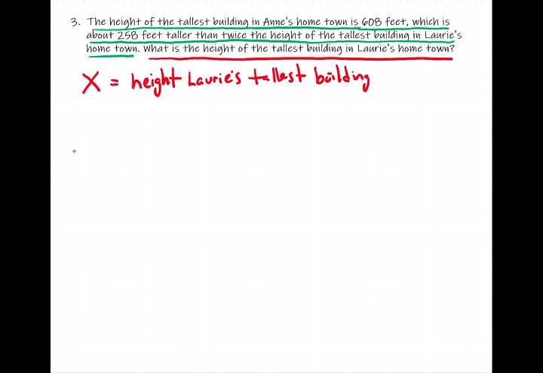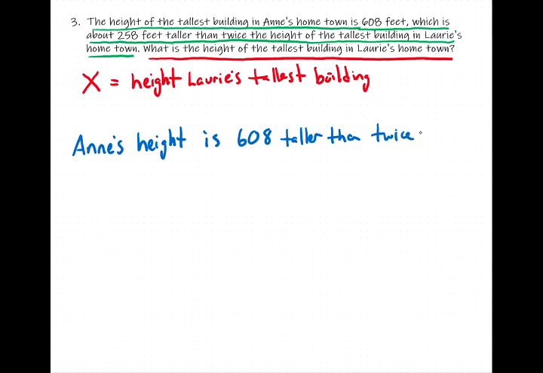So to simplify that, we could say Anne's height is 258 taller than twice Laurie's height. And if you want, maybe pause the video now just to reread the problem and get comfortable with the fact that what I've just written in blue states, in fewer words, more succinctly and more directly, the information given in the problem. So now we can translate this to mathematical symbols.